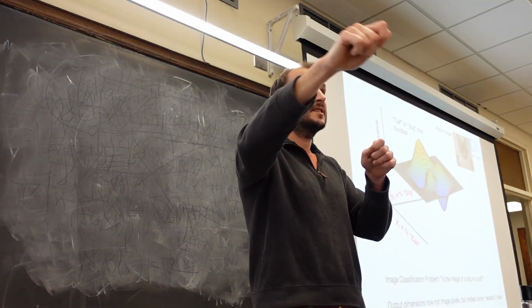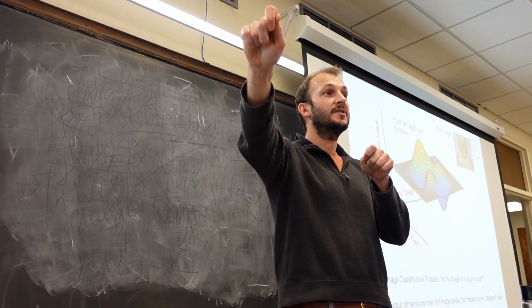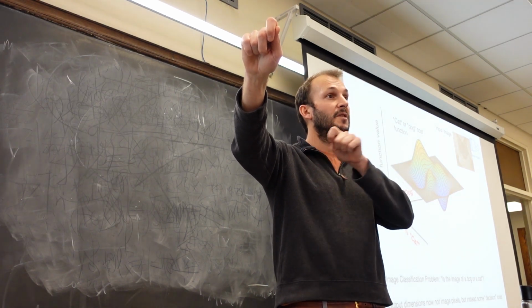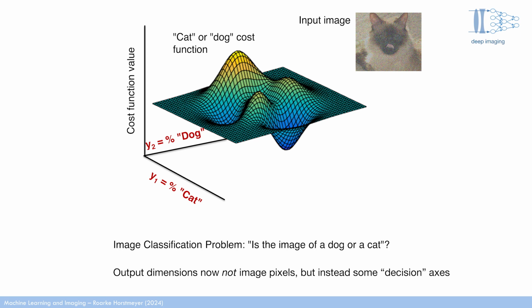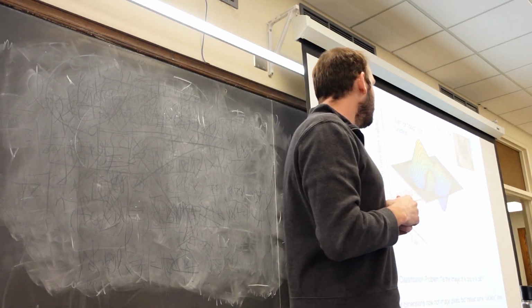One dimension is what percentage chance is that image of a cat, and the other is what percentage chance is it of a dog. So now our dimensionality that we're working in, I can draw, and it looks something like this, right? On the one axis coming out, it's percent chance cat, and the other it's percent chance dog. And so in this space, what are we going to do to solve this optimization problem?